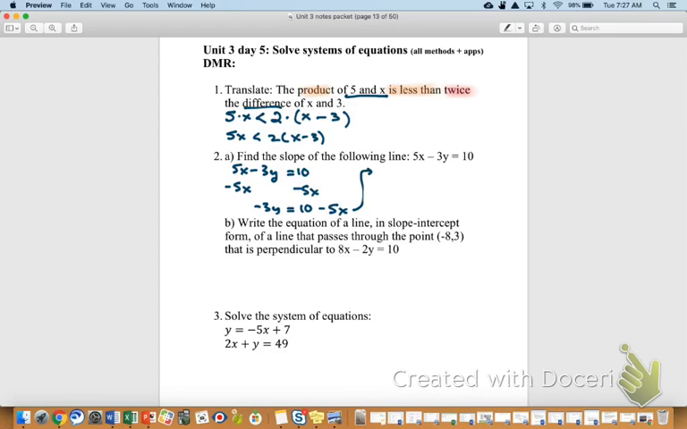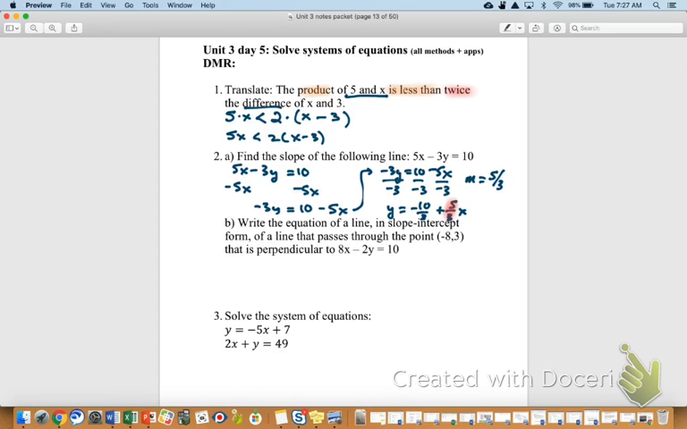My next step then would be to fully get the y by itself by dividing everything through by negative 3. So this would give me y equals negative 10/3 plus 5/3 x. And let's remember that the slope is always the coefficient on the x. So I'd say that my slope is 5/3.